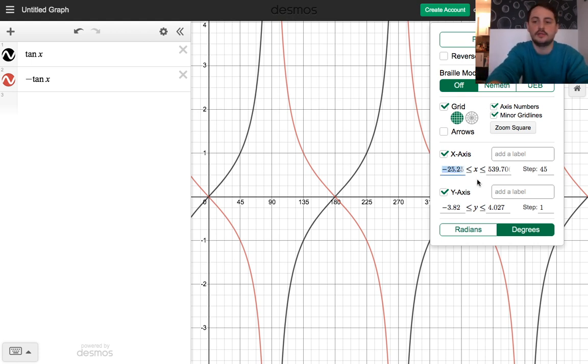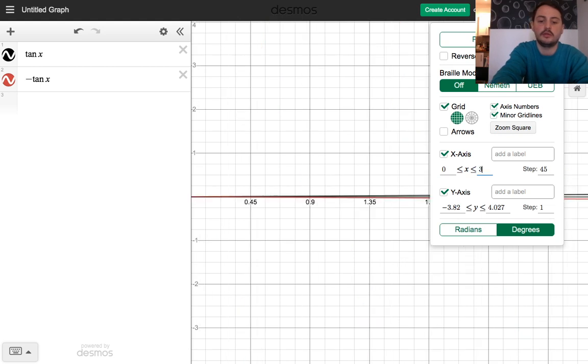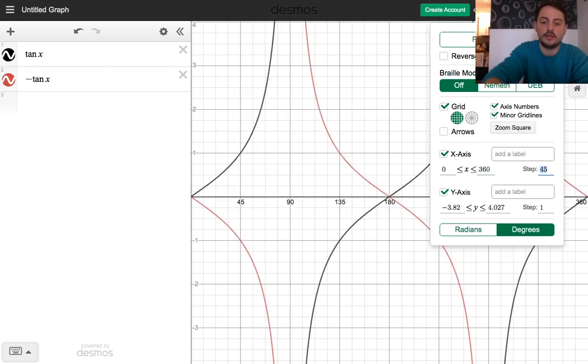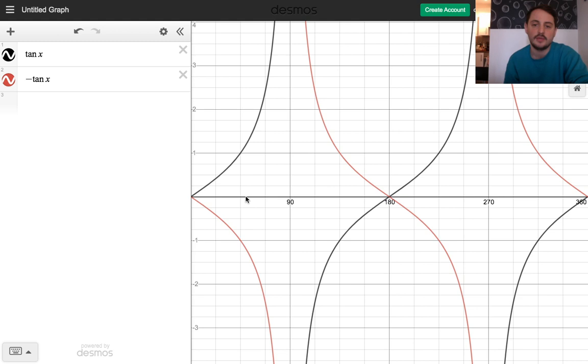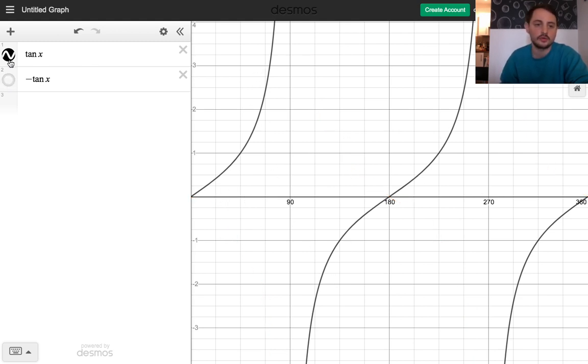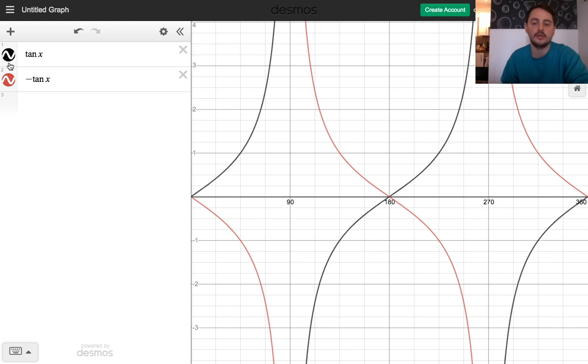So if I put mine between 0 and 360, and I put the step length as 90, then we get that tan graph that we've recognized before, and the red one is the one that we've just drawn. So you can definitely use these to help you to do your answers as well, okay?